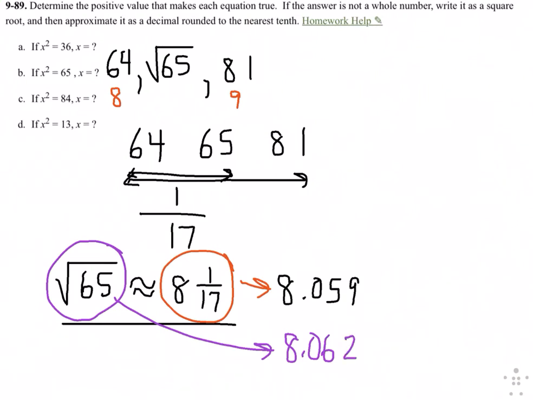So I prefer you to do it this way versus to the nearest tenth because that's more guess and check, the method that the textbook uses.